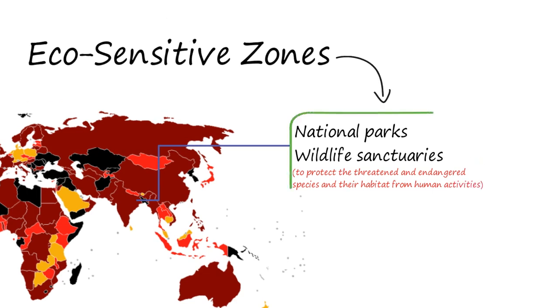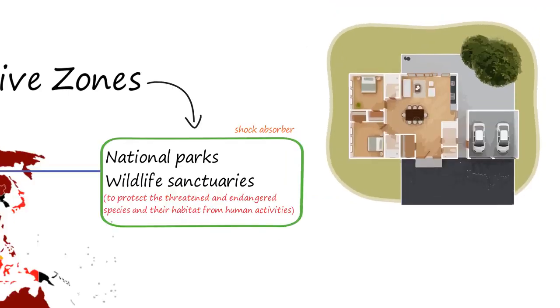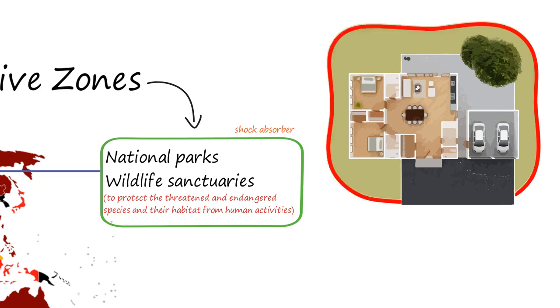Now, eco-sensitive zones are areas around national parks and wildlife sanctuaries. You can imagine this area as a shock absorber. I'll tell you with an example. So this is your house and then you have your compound wall or outer fence, right? The purpose of this wall or fence is to be the first line of defense for your house, if at all any external threat takes place. You don't want anything to strike your house first. It should first strike the outer wall or fence so that you have the necessary time to prepare.